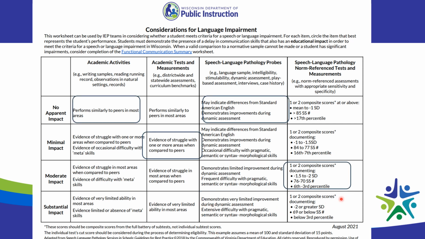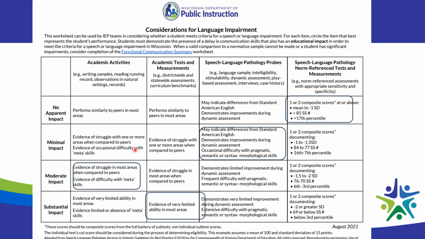Or maybe I'm seeing lower performance on my norm reference testing, but the student is functioning well in the classroom. Maybe there's a reason that my norm reference test data may be inaccurate, and I'm getting a more accurate picture from their academic functioning. In this case, possibly the norm reference test isn't adding a lot of value because of some biases or just unfamiliarity with the testing of my student.